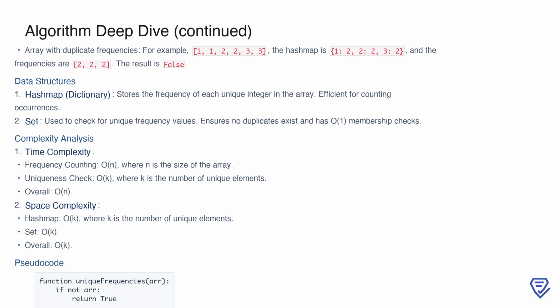From a complexity analysis perspective, the algorithm performs the frequency counting in O(n), where n is the size of the array, and the uniqueness check in O(k), where k is the number of unique elements. This means the overall time complexity is O(n). For space, the hash map and set together require O(k) space, which is efficient given the constraints.